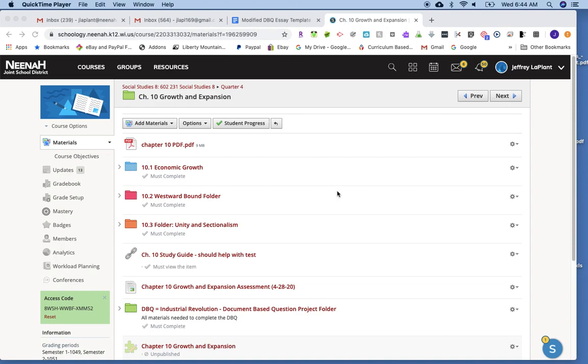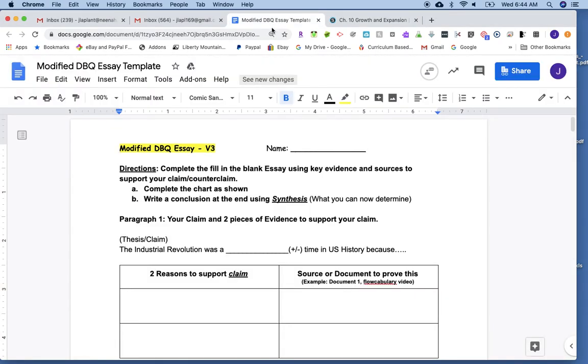Morning. I wanted to share with you Mr. Resh's upcoming DBQ essay that he's going to be introducing to you on Thursday this week. And I just wanted to show you your expectations and where to find the information to help you with this. So he's going to be assigning you this sheet right here, the modified DBQ essay.